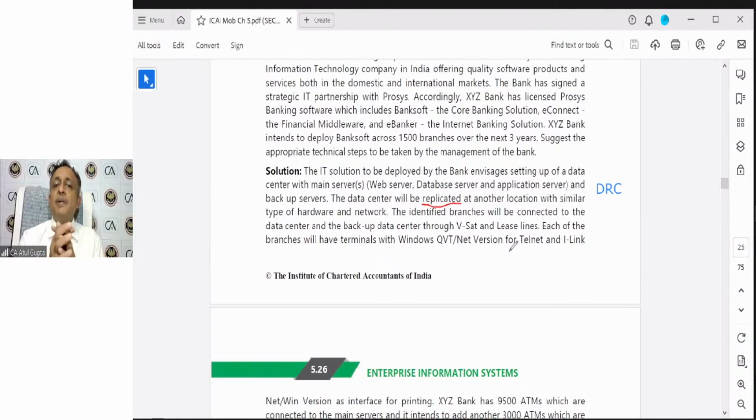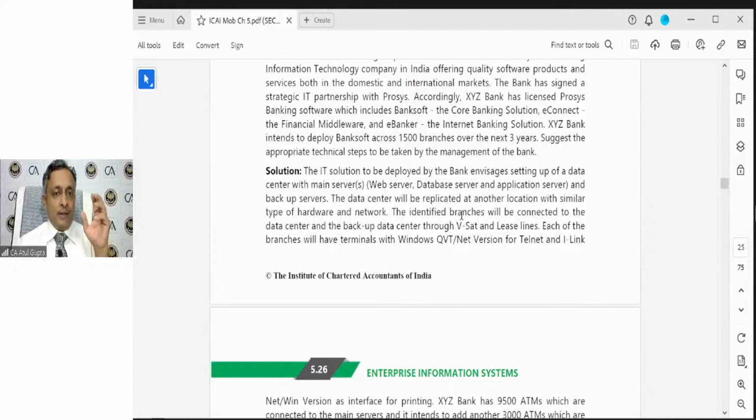The data center will be replicated at another location with a similar type of hardware and network. Please understand this, you may call it a mirror site or a replicated site. So if the main center that has servers, the total cost of servers is say 100 crores, the replicated site will also have 100 crores as the cost of servers. So just try to understand, it's a very intensive exercise. Okay. So replication.